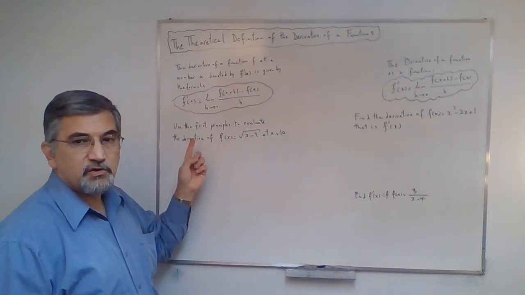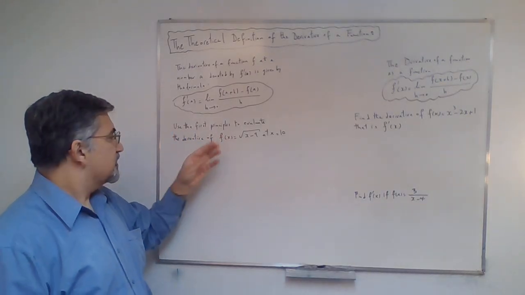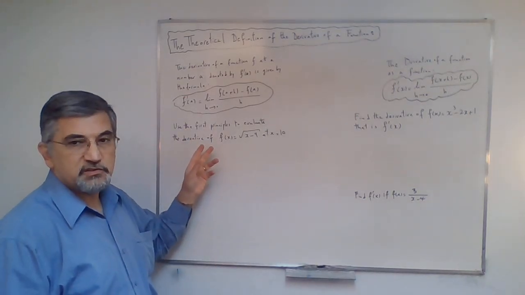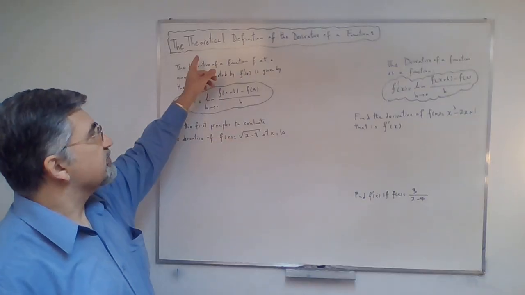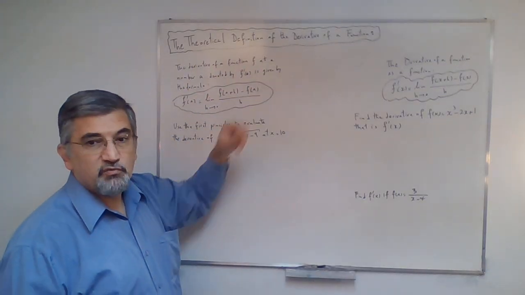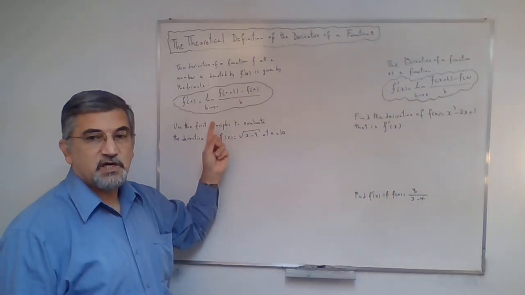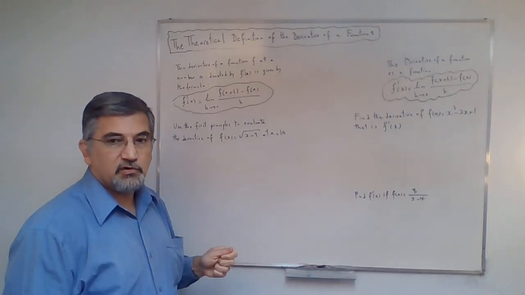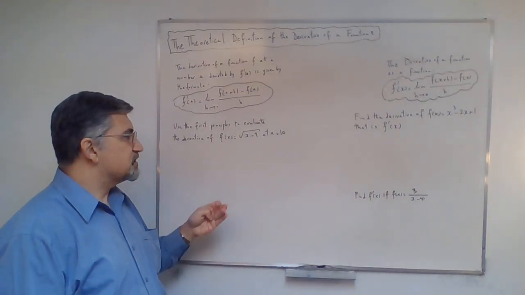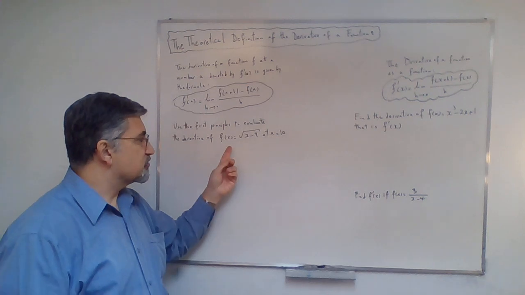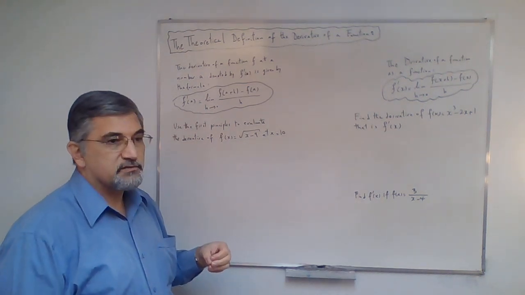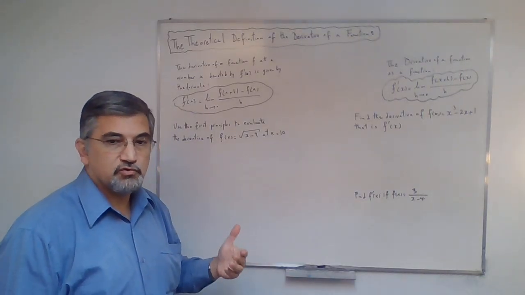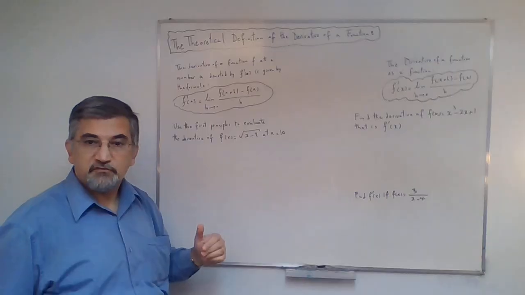Oftentimes the question says, using the first principles, find the derivative of such and such function at such and such number. Whenever you see this terminology, using first principles, it means you have to use the theoretical definition of the derivative, which means you have to use this formula. That is, calculate this limit. There are formulas that we will learn in future, called differentiation rules, that you can use to easily, maybe in one line, find the derivative of this function. But when the question says using first principles, you cannot use those differentiation rules or shortcut methods. You have to use the limit formula.